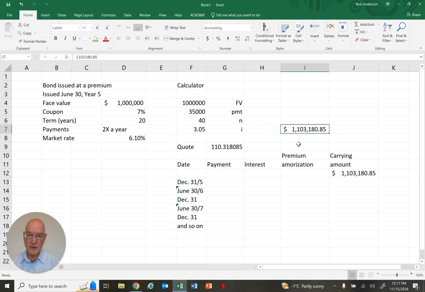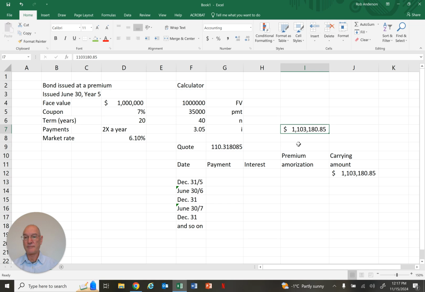Now, in this course, if you need to do a bond question and it is issued at a discount or premium, you're going to be given a bond quote. And I want you to keep in mind that the quote is actually a percent. Now, strangely enough, they don't use the percent sign on the quote, but it actually is a percent.